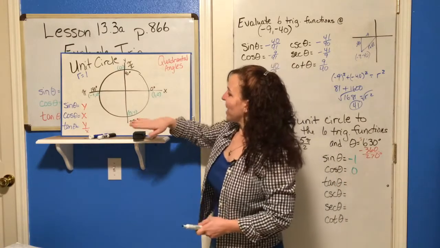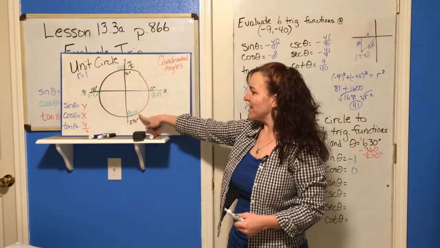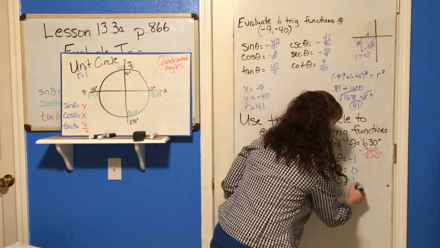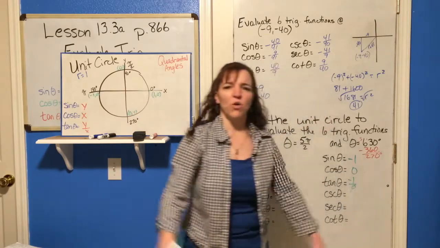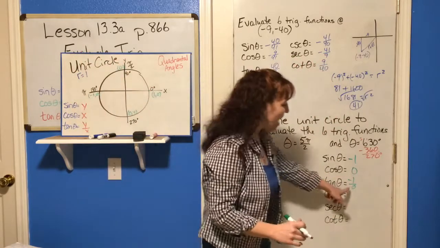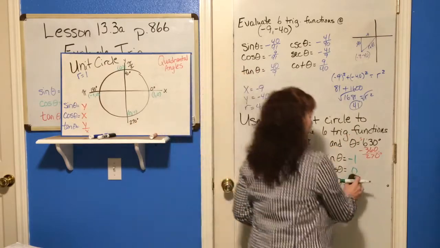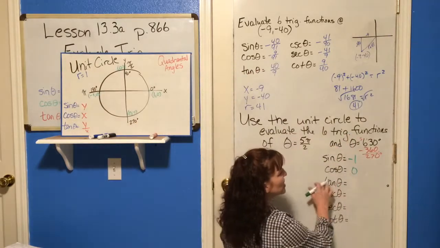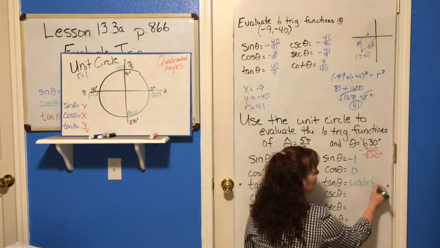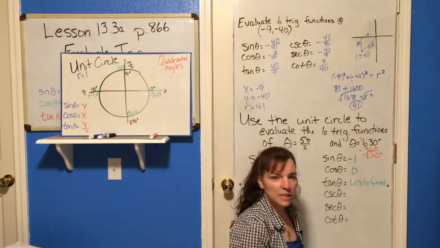Tangent is y over x. So now we have to be careful because y is -1 and x is 0. So that would be -1 over 0. Now you should be going, don't do this, all right? You cannot divide by 0. If 0 is in your denominator, then it is undefined. So the tangent at 270 degrees is undefined. If 0 is in your denominator, undefined.